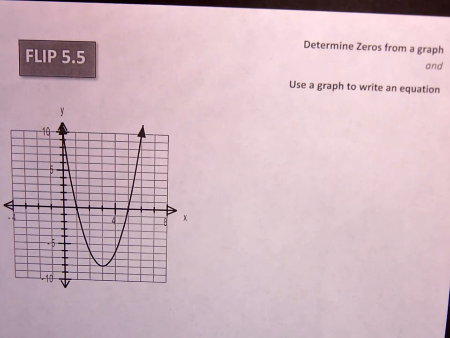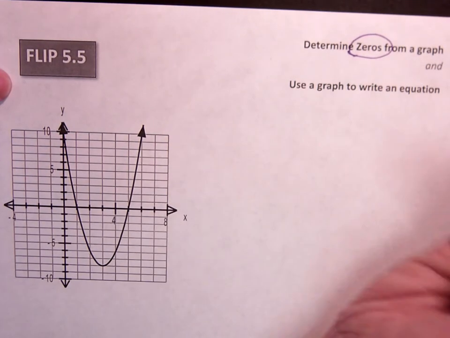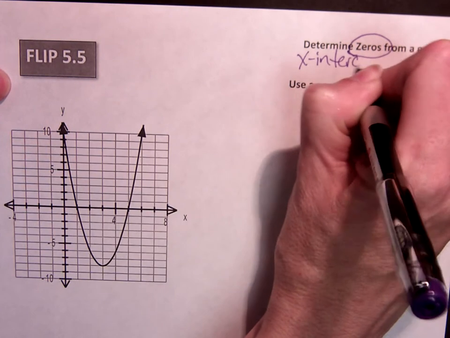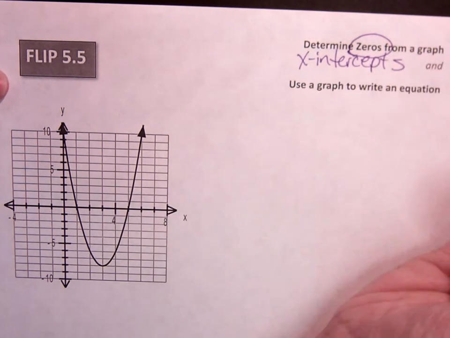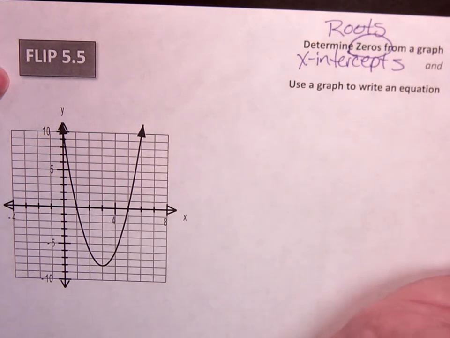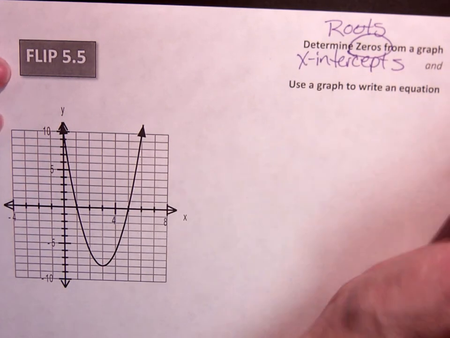All right, we're going to look a little more closely at the connection between graphs and equations of quadratics, specifically determining zeros. Remember, zeros are synonyms for x-intercepts. And we added the word roots to our lexicon the other day. So roots, zeros, x-intercepts, we get these all from the same place in the graph.